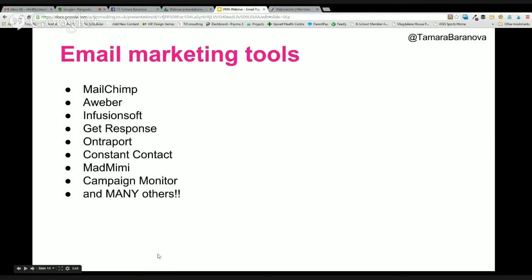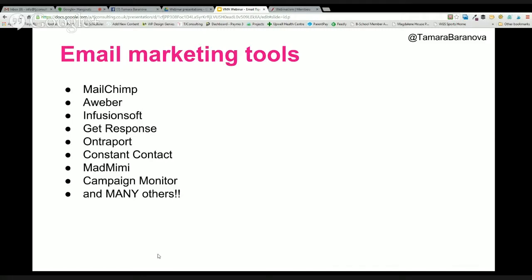Once you've built your email marketing strategy and you know what you're going to promote, who you're going to promote it to, and what kind of emails you will send as part of your promotion, then you need a system that will actually be able to do it for you.